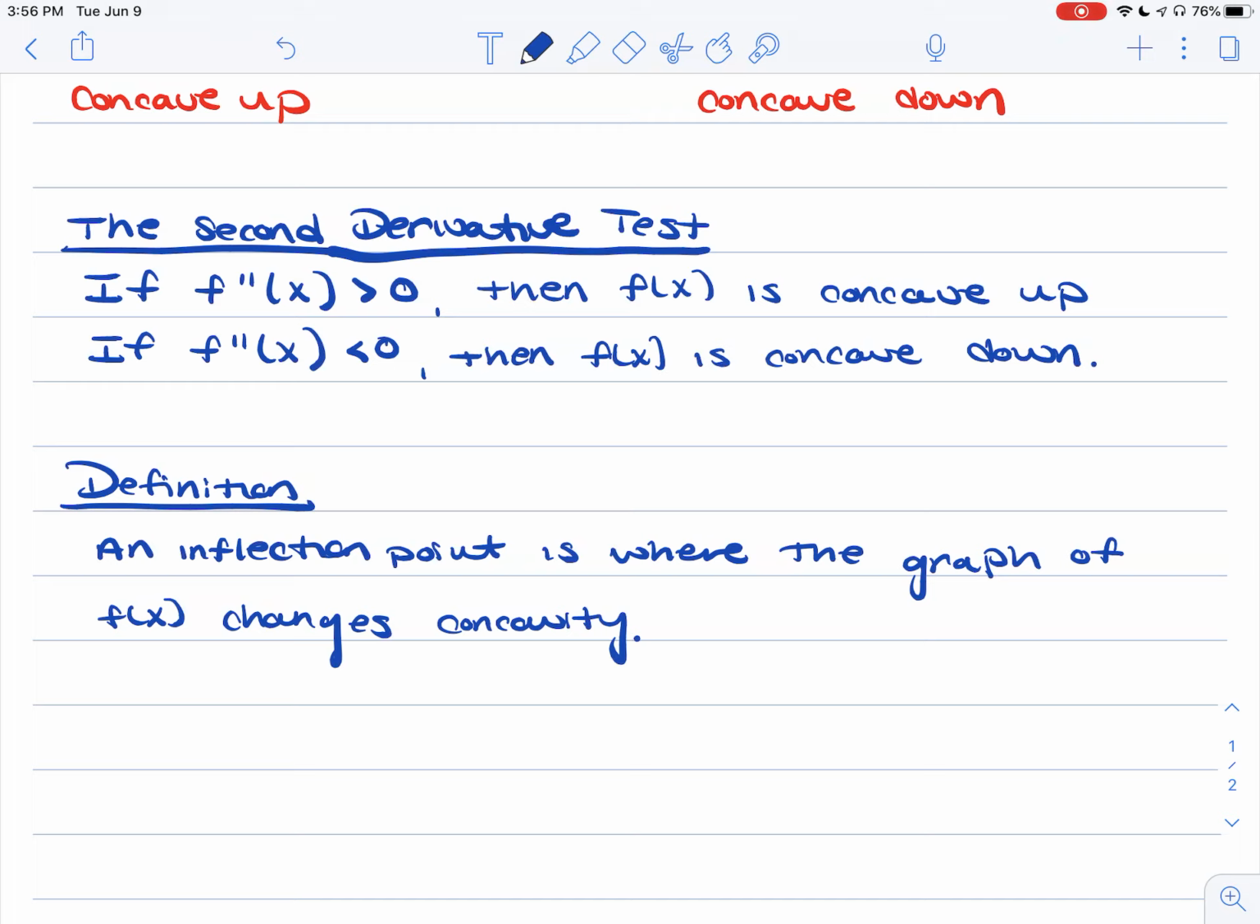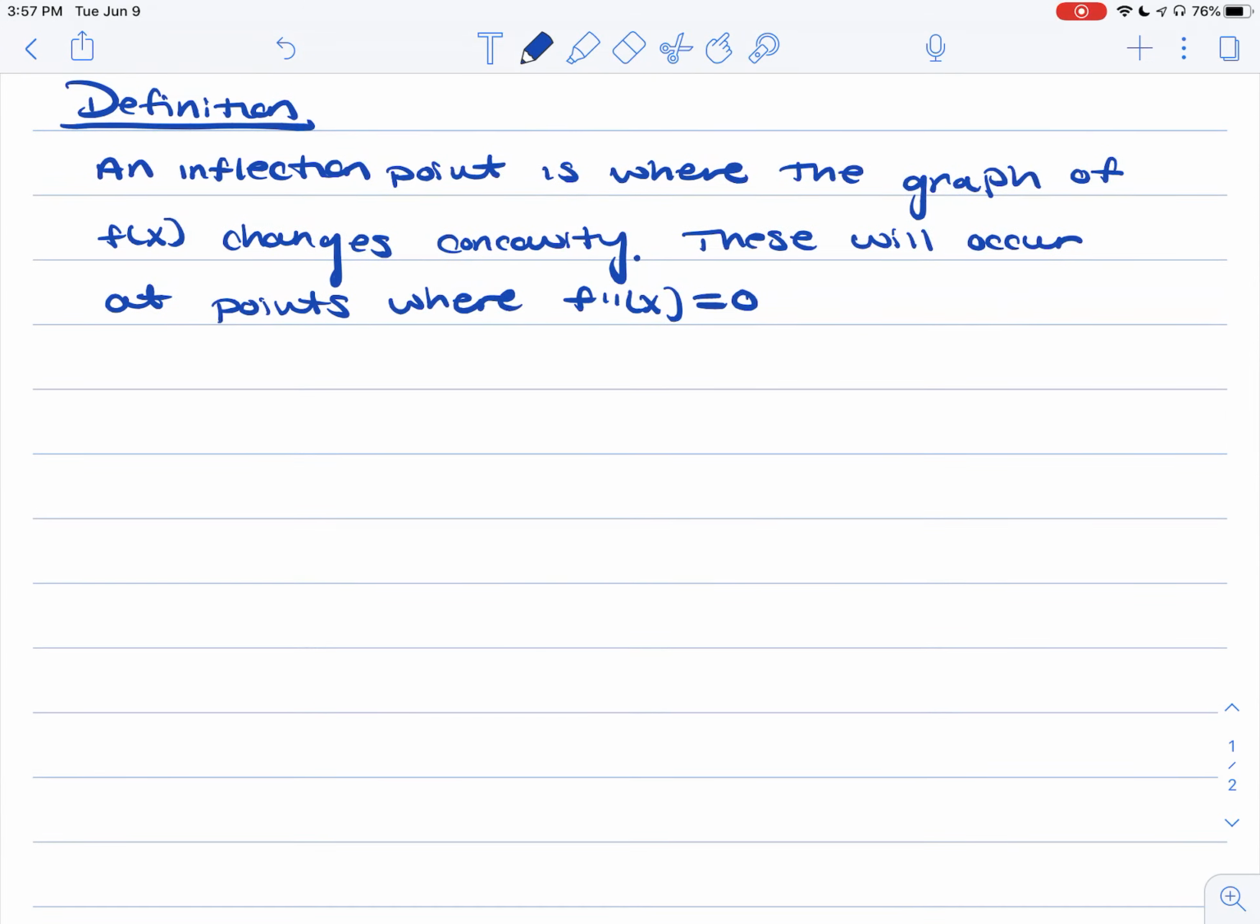These are going to occur where the second derivative is equal to 0. These will occur at points where the second derivative is equal to 0. Not necessarily every point where the second derivative is 0, but these are going to tell us our possible inflection points, and we're going to have to do a little bit of extra work to figure out if they actually are inflection points or not.